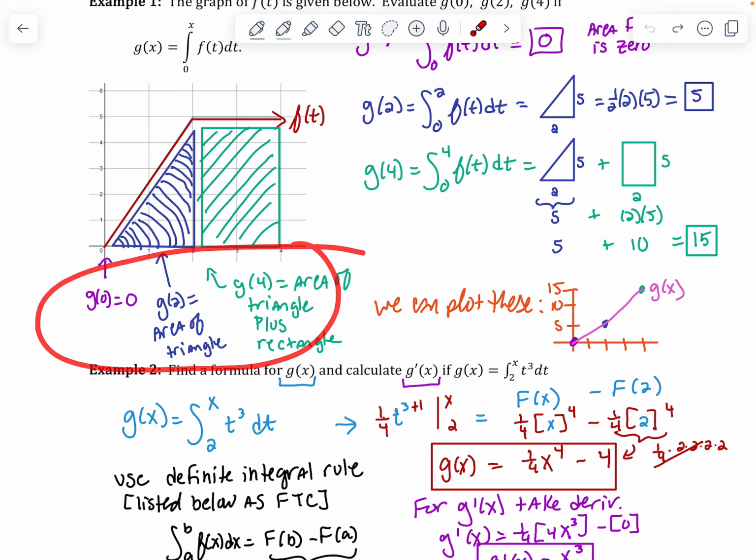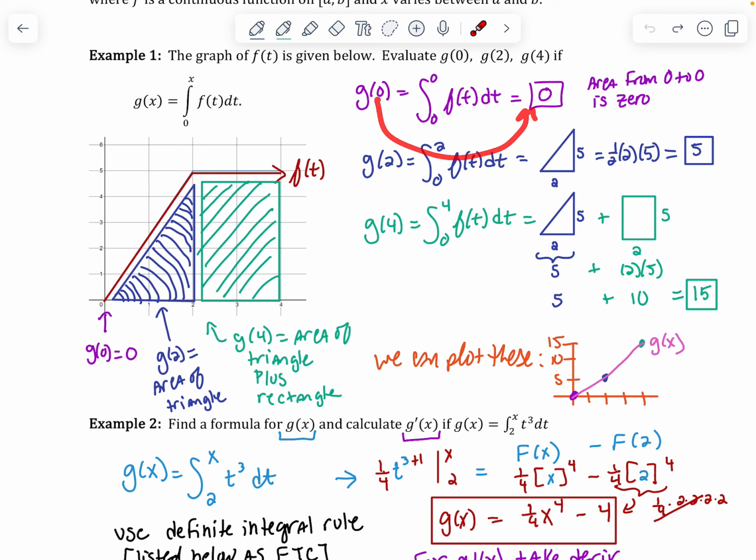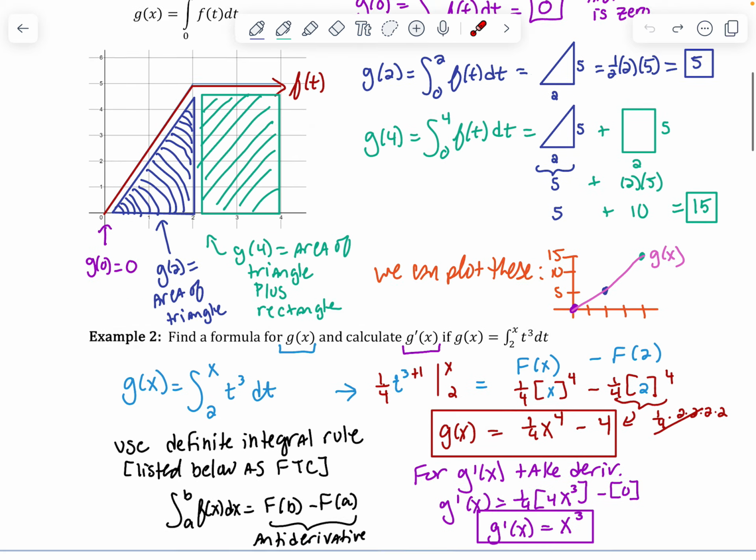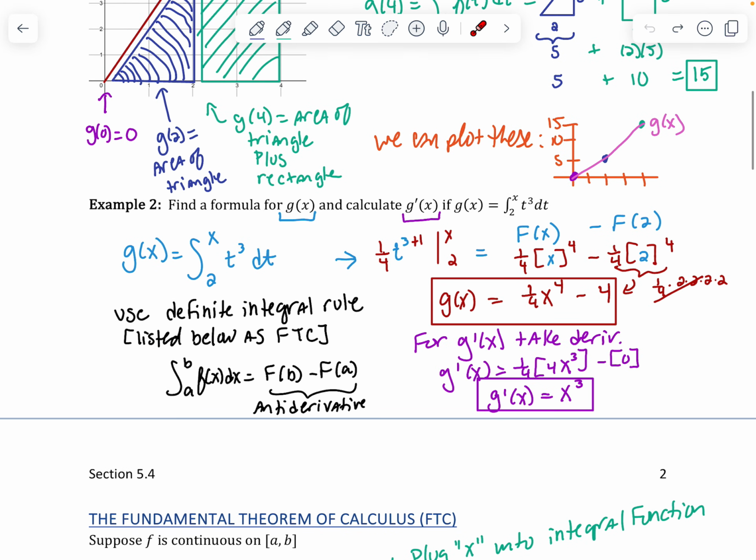So I've kind of just broken this down in this language. Also, even though we don't know what this g of x function looks like, we have some ordered pairs. When x is 0, our function height is 0. When x is 2, our function height is 5. When x is 4, our function height is 15. So even though we don't actually know what g of x looks like, nor did we know what f of t looks like, we have enough information to plot that. Let's look at a new problem.